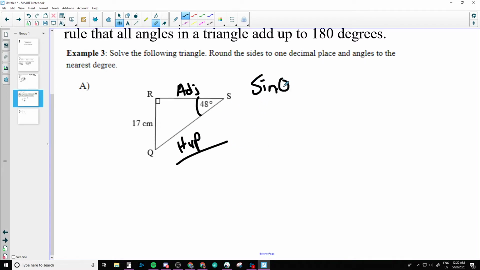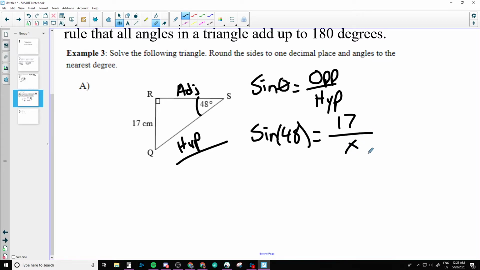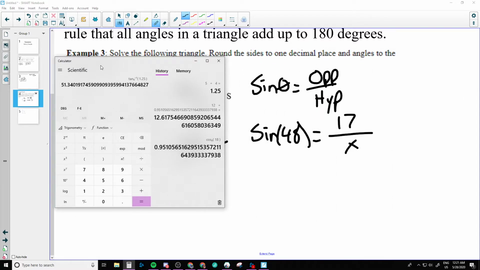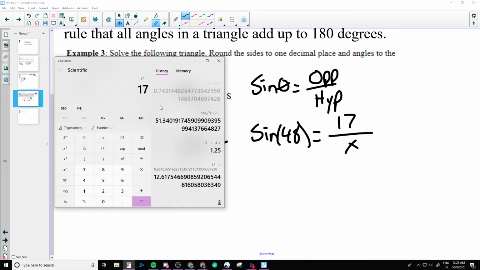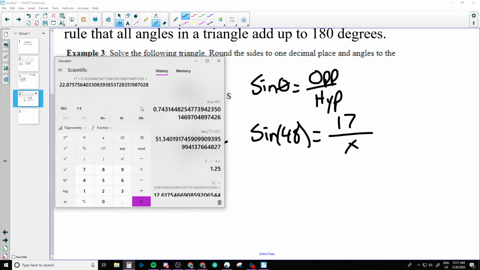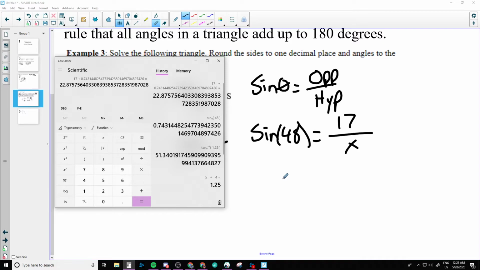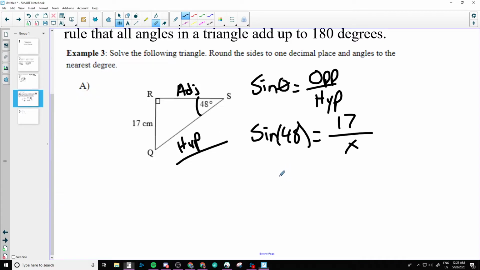So remember that sine theta equals opposite over hypotenuse. So sine of 48 equals 17 over x. X is on the bottom. We're going to have to divide. So let's do that. So we need the sine of 48. And then we're going to say 17 divided by this number, and that tells us that our hypotenuse is 22.9 centimeters.